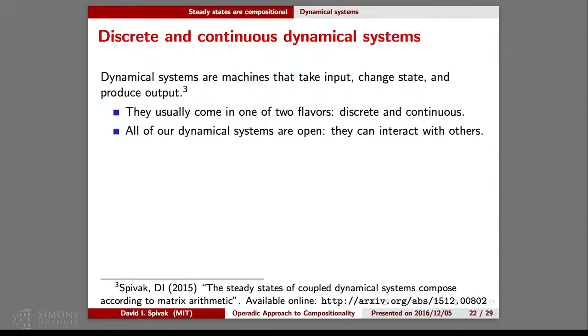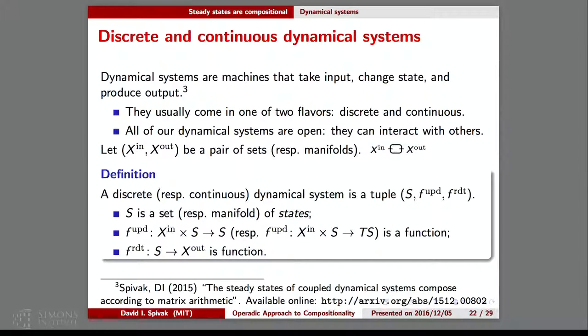So usually dynamical systems come in one of two flavors, actually three: discrete, continuous, or hybrid. But we'll talk about discrete and continuous today. And all of our dynamical systems are open systems. They can interact with other systems. So if you have a pair of sets, say manifolds or sets, I would draw all the dynamical systems that can fit in this box are those that take in inputs from X in and spit out outputs in X out.